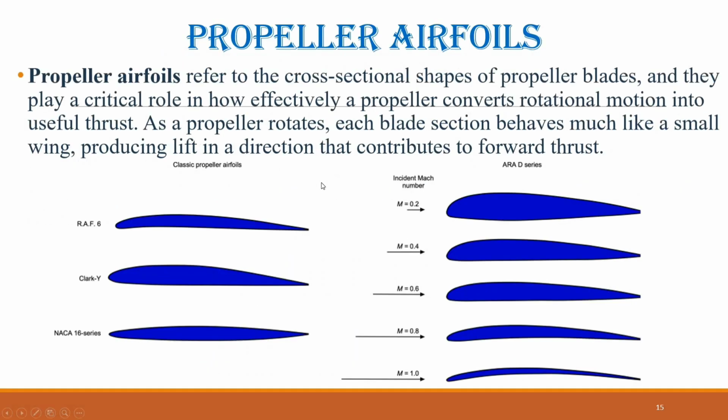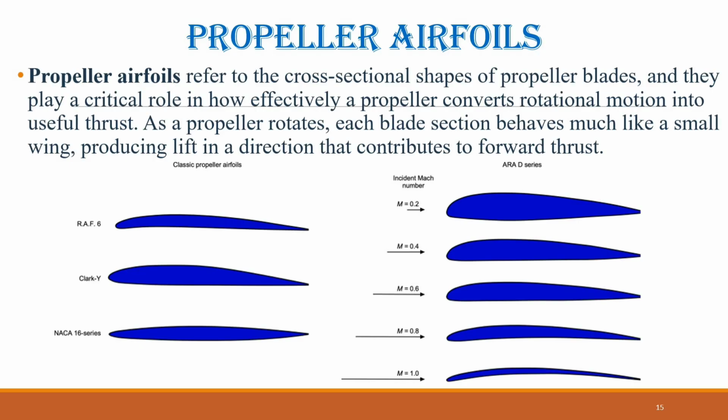Propeller airfoils. Propeller airfoils refer to the cross-sectional shapes of propeller blades, and they play a critical role in how effectively a propeller converts rotational motion into useful thrust. As a propeller rotates, each blade section behaves much like a small wing, producing lift in a direction that contributes to forward thrust. The aerodynamic characteristics of these airfoil sections therefore directly influence the overall efficiency, thrust capability, and operating limits of the propeller.